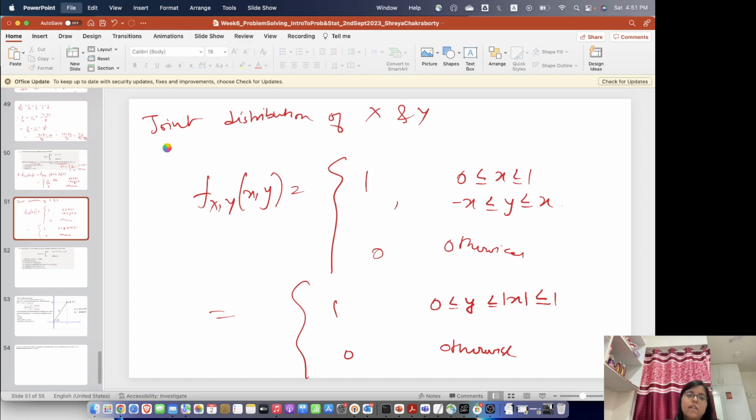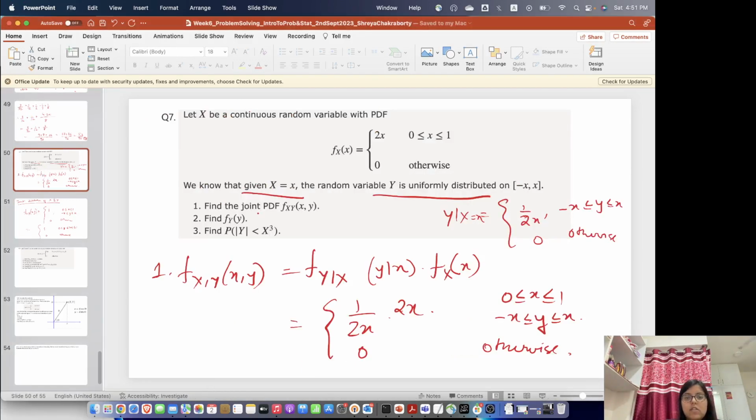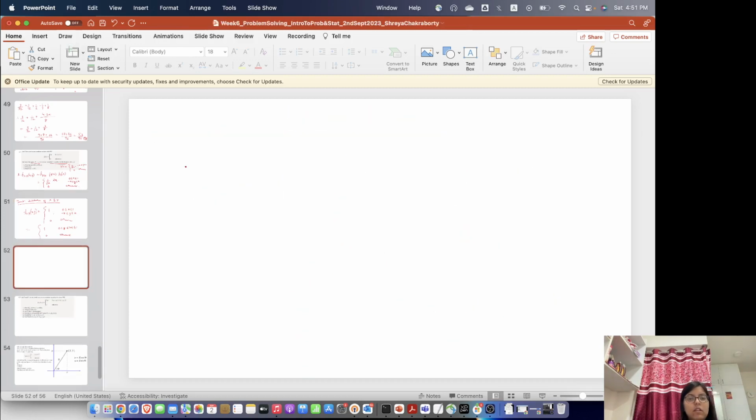Okay, this is the joint distribution of x and y. Now the next question: given the joint PDF we found, we have to find the marginal of y. So given the joint PDF, this is given by the integral from minus infinity to infinity of f(x, y) dx.